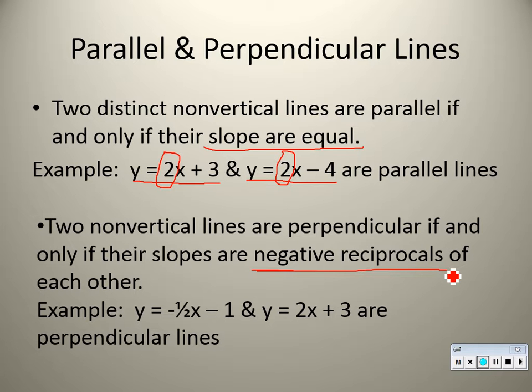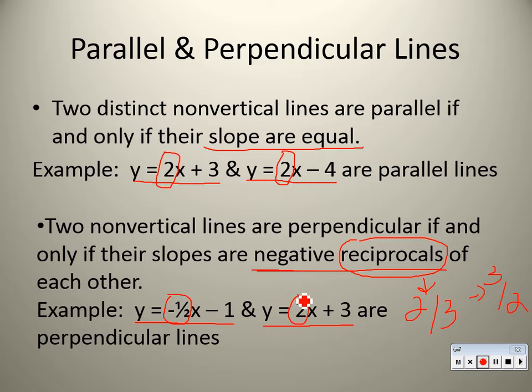And the reciprocal part of this is, if you recall when we talked about some different things with fractions, to find the reciprocal of a number, you just take it and flip it. So for instance, if I gave you 2/3, the reciprocal for that would be 3/2. The example I gave you here, I have two lines, y equals negative 1/2 x minus 1, and y equals 2x plus 3. Notice that the slope for the first line is negative 1/2, and the slope for the second line is positive 2.